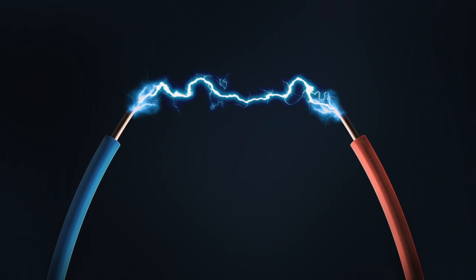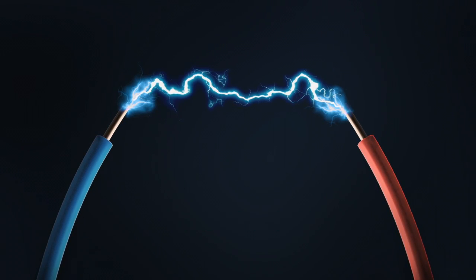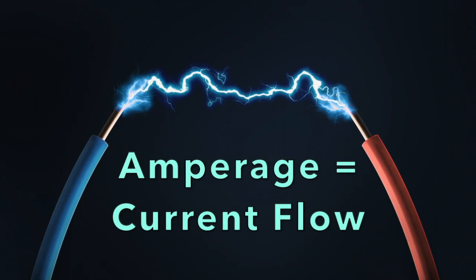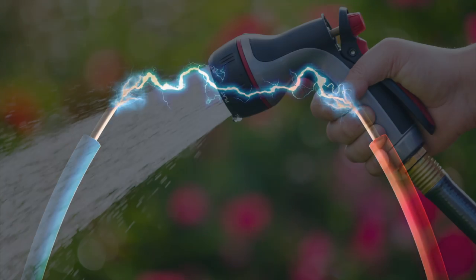An important characteristic of electricity is amperage or current. Amperage is a measure of how much electricity is flowing. The more electrons that are flowing, the higher the amperage.